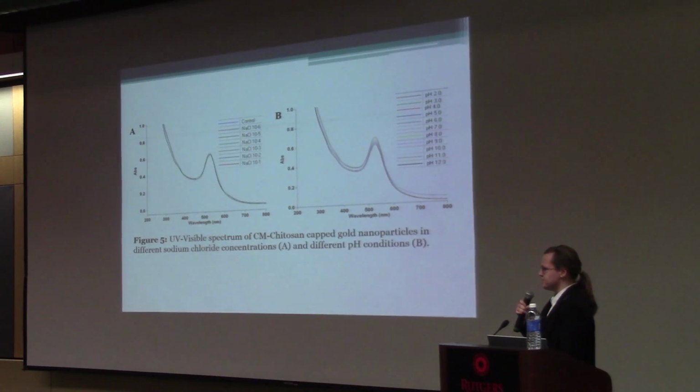I then looked at the stability of the CM chitosan capped gold nanoparticles, as if they entered the body and were to be a viable treatment, they need to be stable in a variety of conditions. I looked at different electrolyte conditions. Here I used sodium chloride from 10 to the negative 1 molar to 10 to the negative 6 molar, and also looked at pH ranges of 2 to 12. As can be seen by the UV-visible spectrum, there was no significant shift in peak, no change in absorbance, and no aggregation of the gold nanoparticles observed. This indicates that the gold nanoparticles are in fact stable in these various conditions.